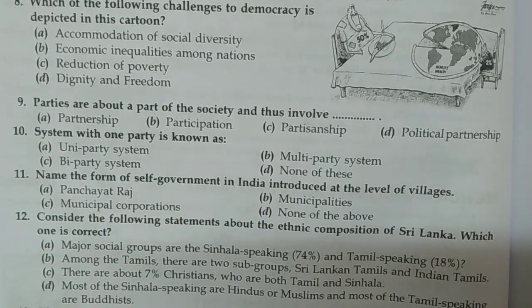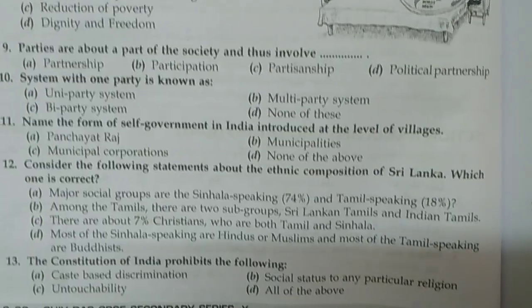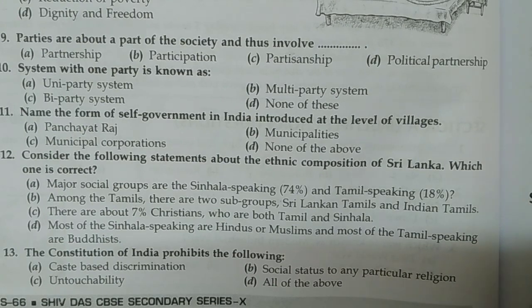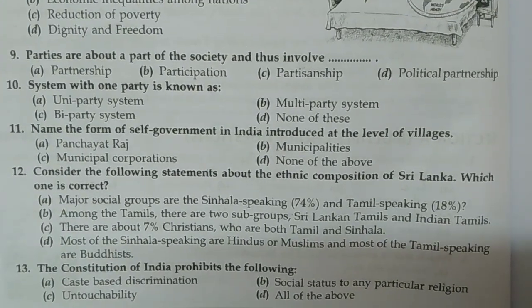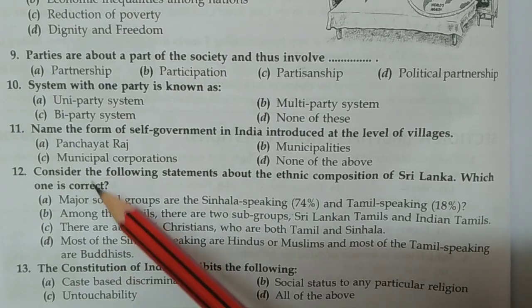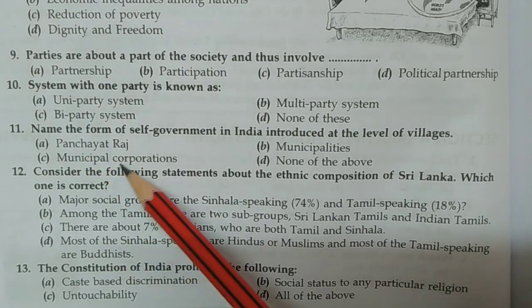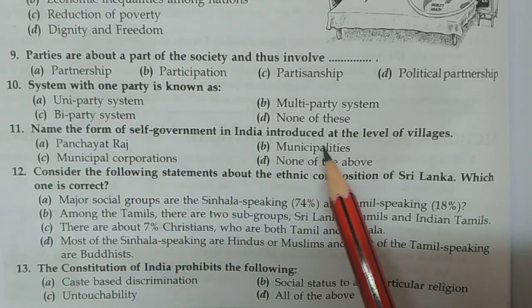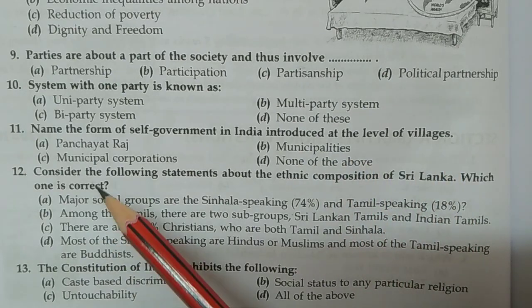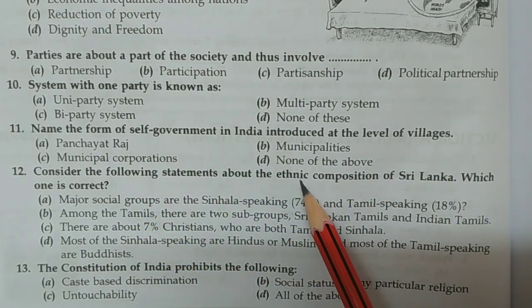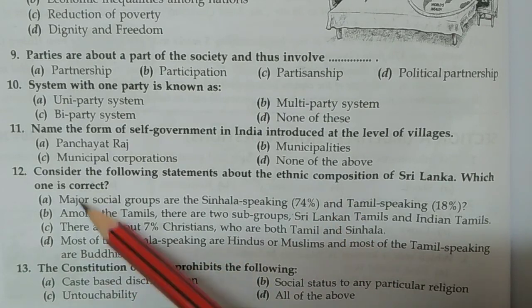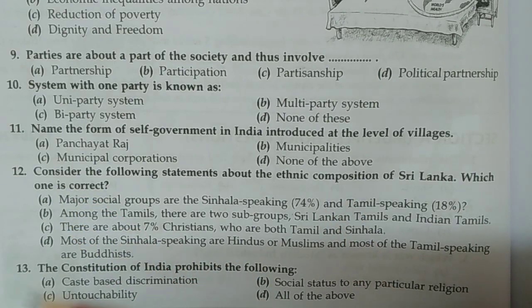So I'm coming to question number 11. And after that we will come to the next section. So question number 11 is given here that name the form of self-government in India introduced at the level of the villages. So you have these 4 options and you can find the exact and proper answer from here. Now question number 12, consider the following statements about ethnic composition of Sri Lanka. So which one is correct? So you have these 4 options here and you can find the exact answer.